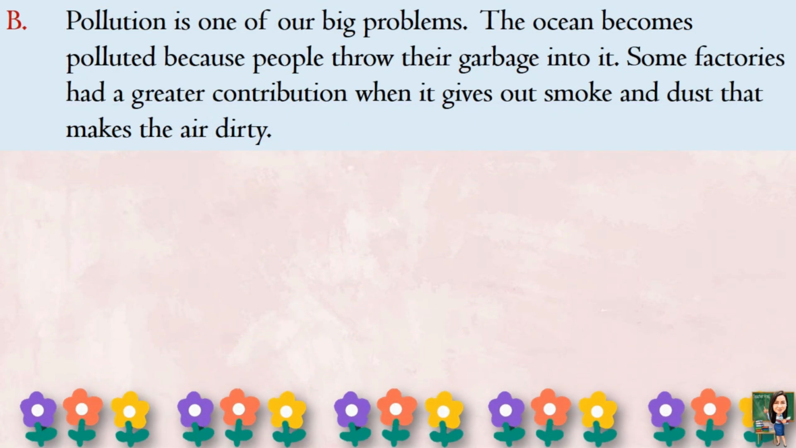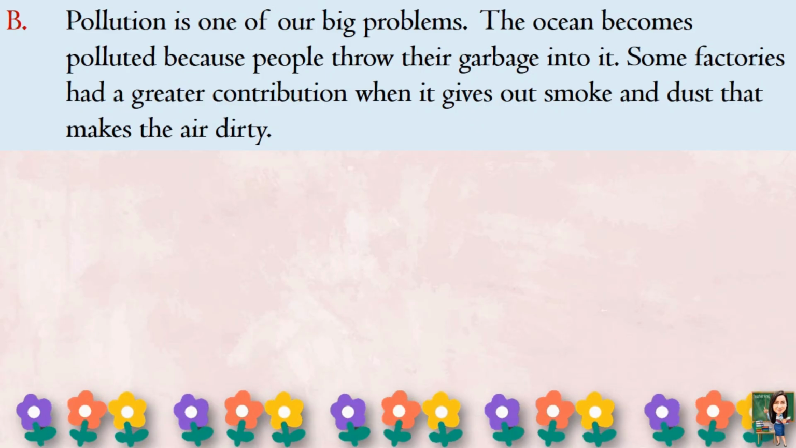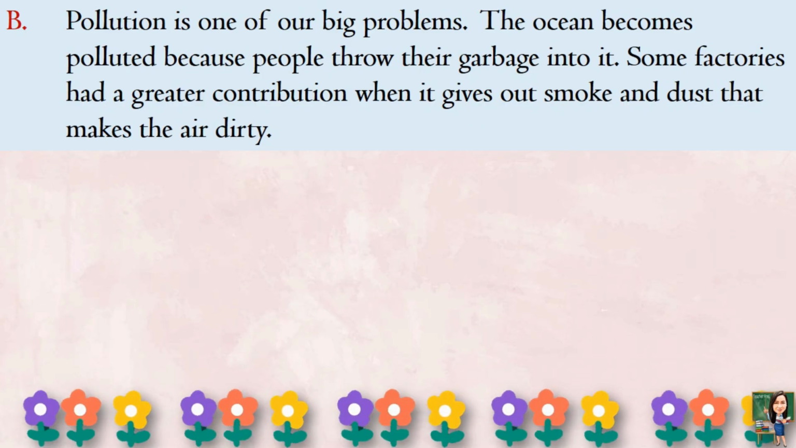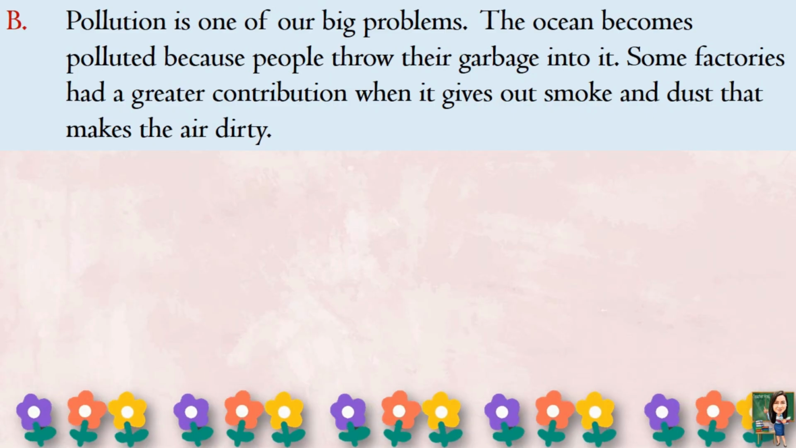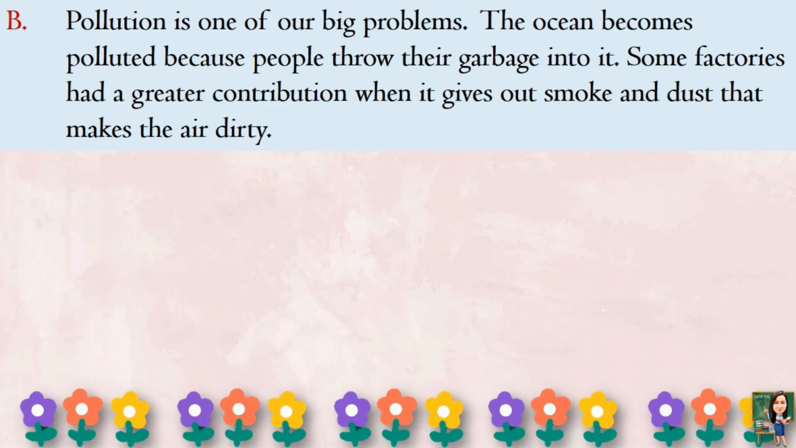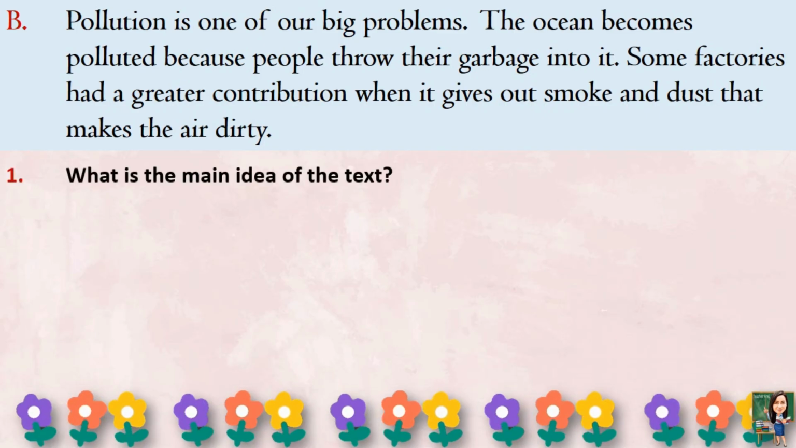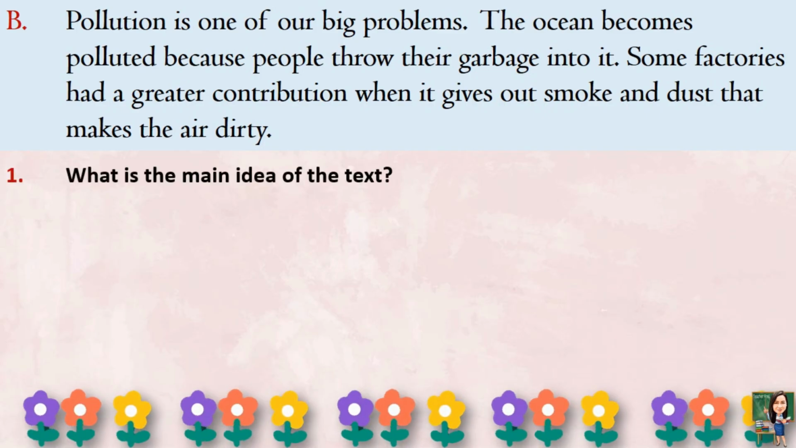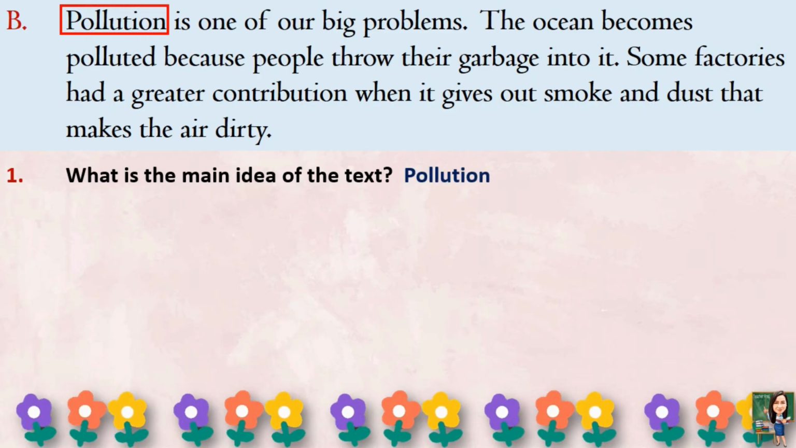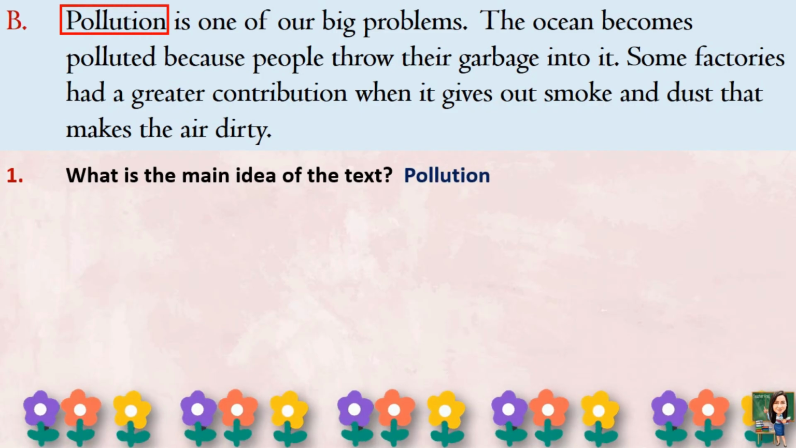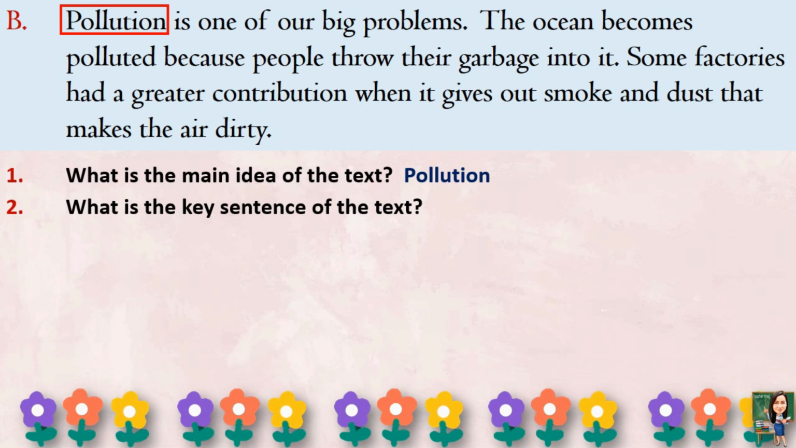Letter B. Pollution is one of our big problems. The ocean becomes polluted because people throw their garbage into it. Some factories have a greater contribution when they give out smoke and dust that make the air dirty. For the first question, what is the main idea of the text? Pollution.